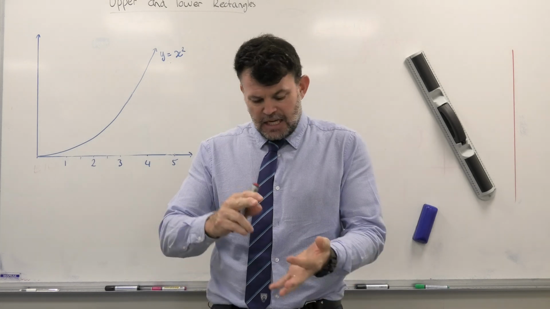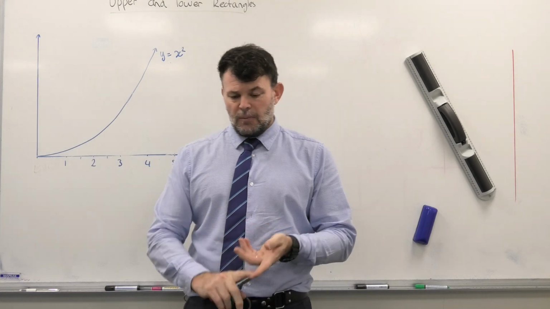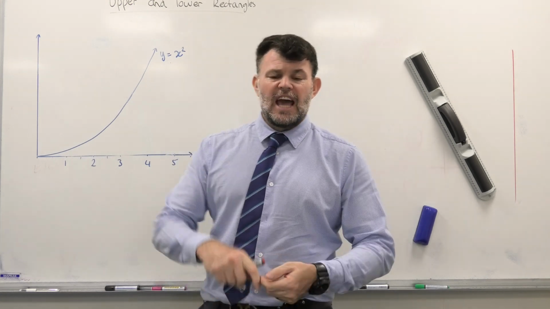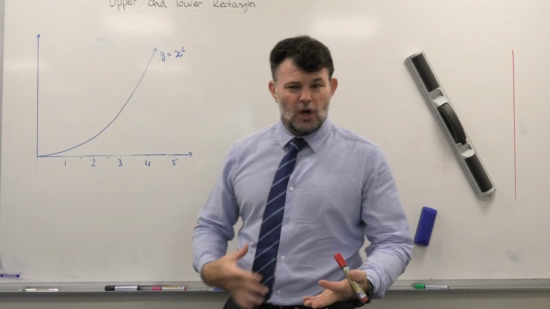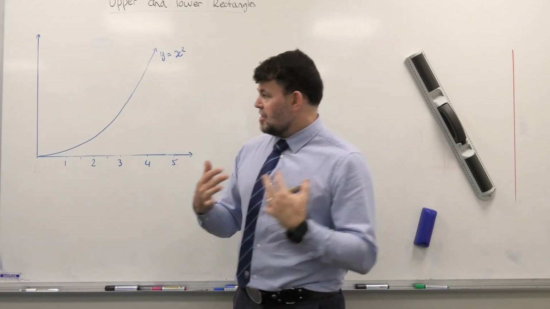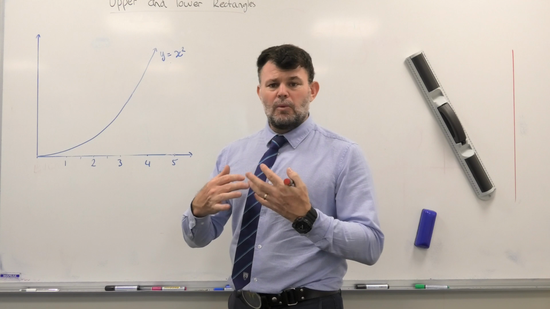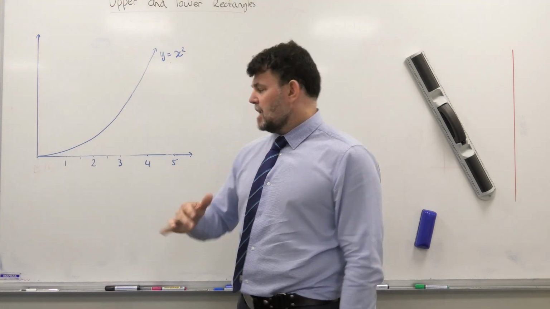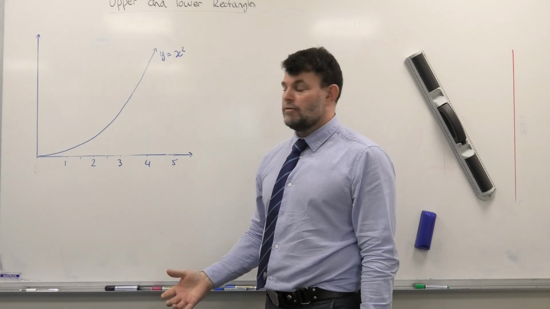We've looked at anti-differentiation, we've looked at indefinite integrals, and we started looking at definite integrals. And that led us to upper and lower rectangles, sometimes known as Riemann sums. So what are these things I'm talking about? The upper and lower rectangles are the way that we can estimate the area underneath a curve, which essentially is what integration is doing for us.